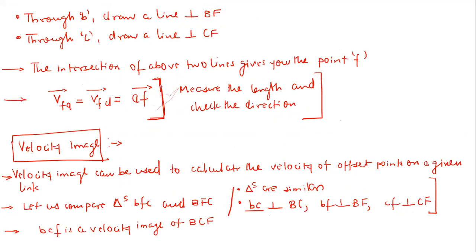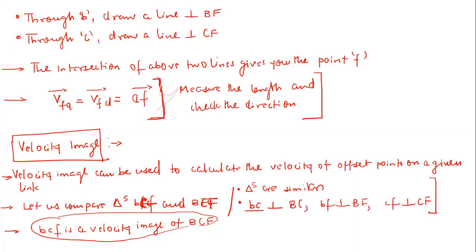Just start from the base and then we will go vertically upward. Right? So I think if you write this as BCF, that will be much better. Right. So here, if you observe, this BCF is a velocity image of capital BCF. Now, let me quickly mention a few important points here.